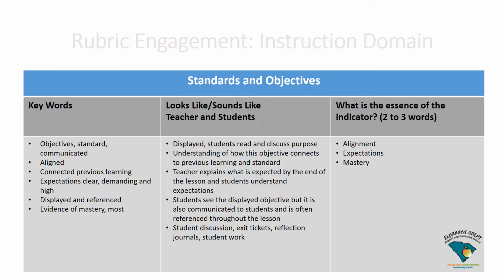The next step is to model how to complete the looks like, sounds like chart. As trainer, you will again model with the standards and objective indicator by charting the key words, determining how that indicator might materialize in the classroom, and then determining the essence words. Remember that the keywords in the first column are the keywords you highlighted in the rubric.